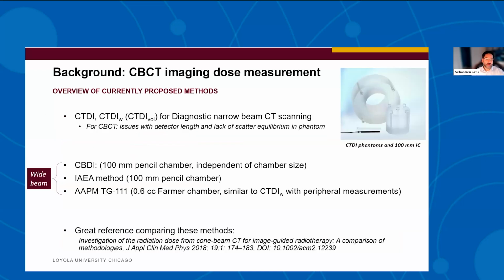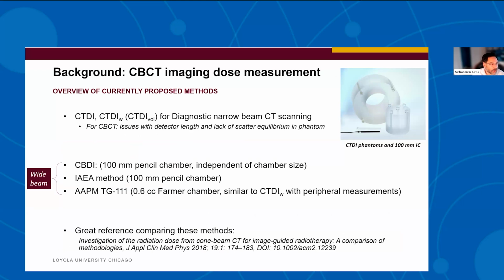So looking at imaging dose measurement and proposed methods for optimization, we have the CTDI formalism, which is applicable to a narrow beam with a chamber long enough to measure the full beam, primary plus scatter, in a 100 millimeter long pencil chamber. We have the CTDI phantom with a pediatric phantom, which is 16 centimeter diameter, and the adult phantom, 32 centimeter, which are used for specific site protocols.